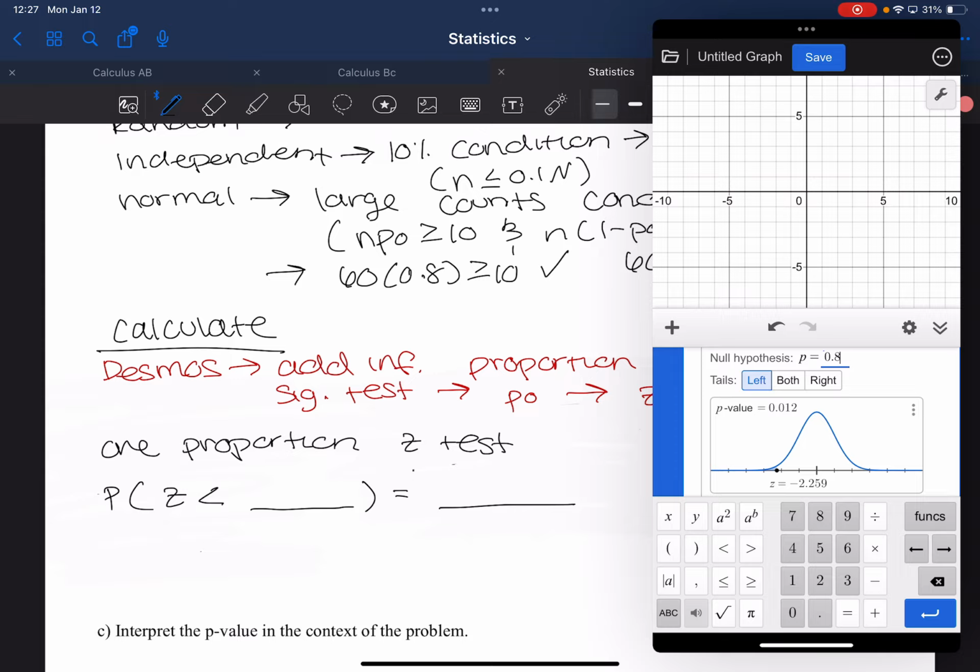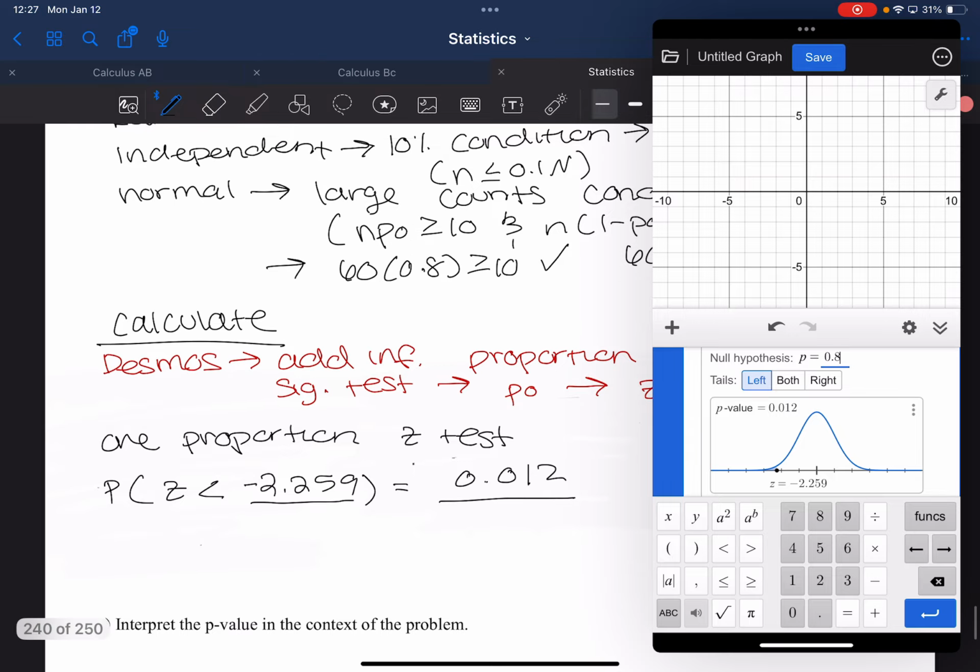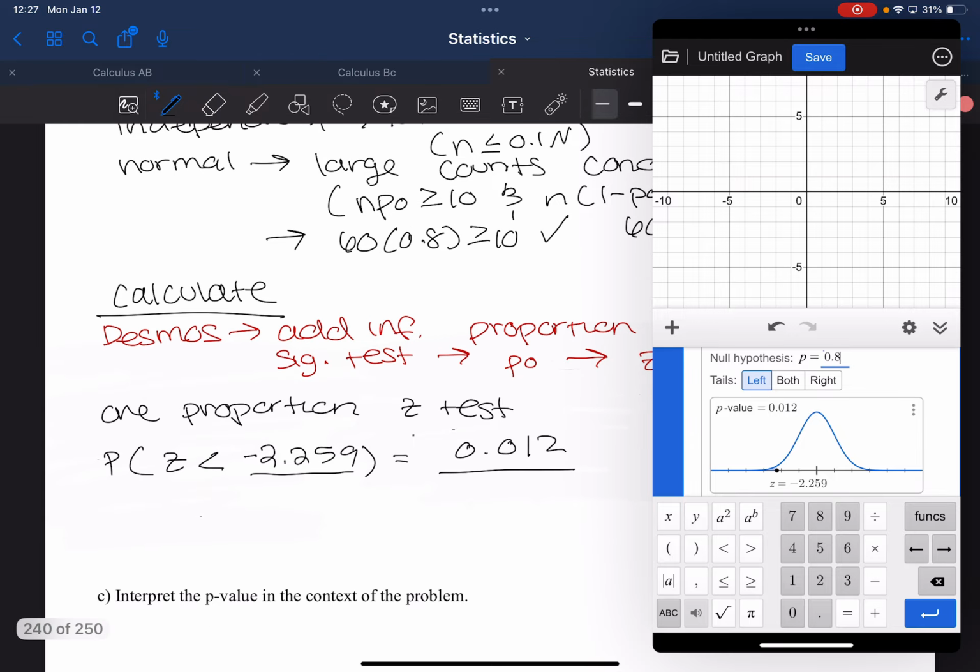So what's my z value? Good, so I'm going to put negative 2.259. And what's my p value? 0.012. Okay, so once I write my inference name, which is the 1 proportion z-test, I follow the steps to figure out everything else for my calculate. I'll follow those steps on Desmos. Any questions before I move on to conclusion?